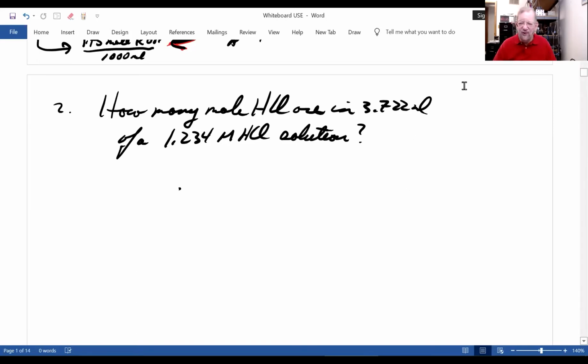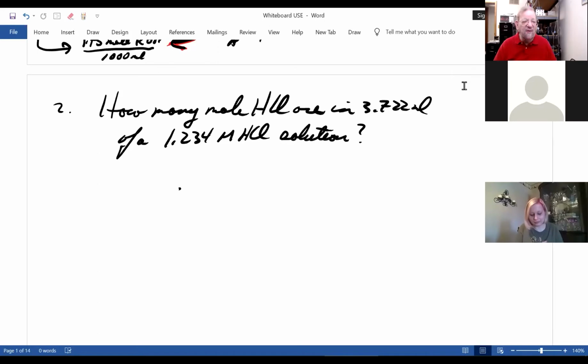And I'm going to be real nice today and say, it's your turn to have some fun. So let me decode this for you in case you haven't figured out my handwriting. And sometimes I even have to decode it for myself, especially when I was taking notes as a college student because I was in a hurry writing. But anyways, how many moles of HCl are in 3.722 milliliters of a 1.234 capital M HCl solution? Your turn.